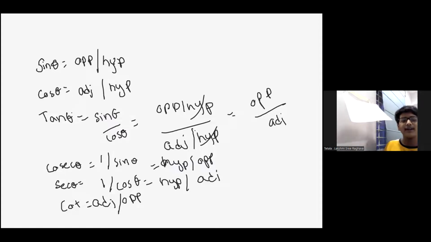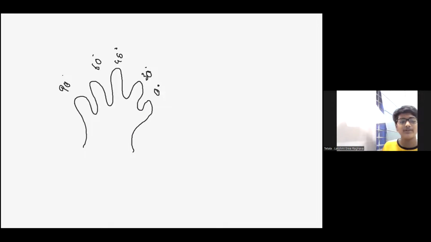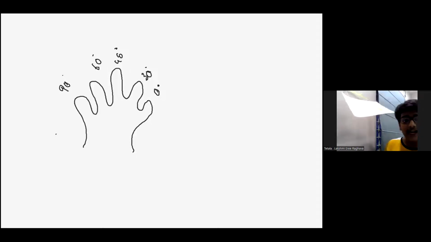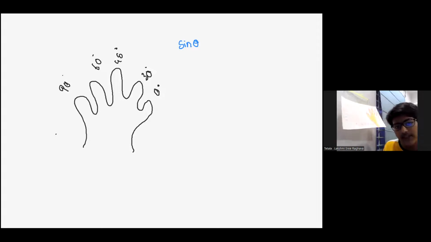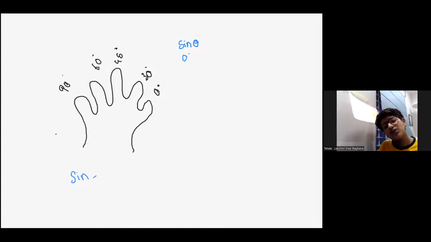Now let us come back to this. Let us find the values of all these 6 things in an easy and simple manner. First, let us find sine theta for all these 5 angles. First, sine 0 degrees. Always remember this: whenever you take sine values, you should go in a clockwise direction, and for cos values, in an anti-clockwise direction. So let's start.